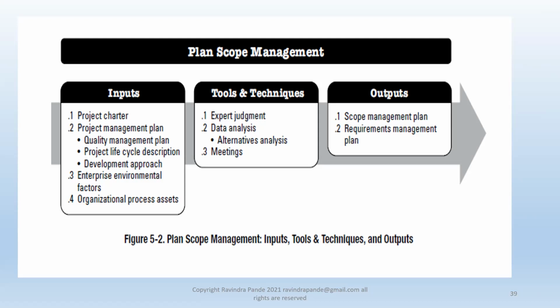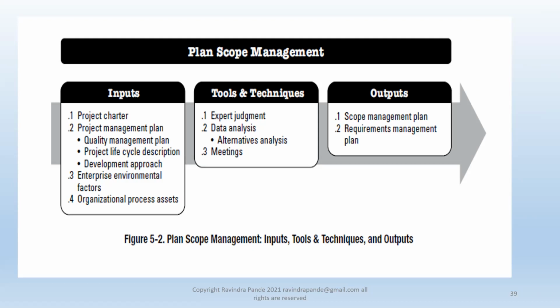And then there's the project life cycle description. Here we talk about which type of project life cycle decisions you have taken. Are we going with waterfall? Are we going with agile scrum? Are we going with scaled agile? And all these decisions are decided whenever you start planning the scope.